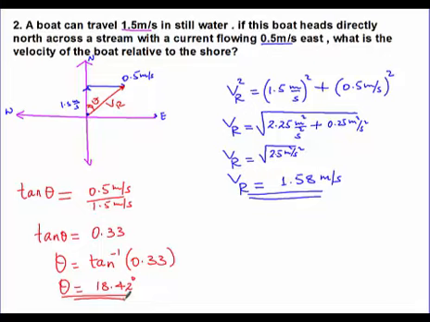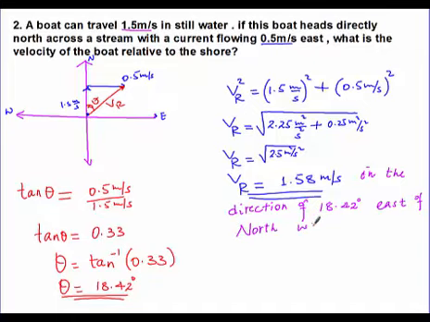Now I can write the final answer. The velocity of this boat with respect to a person on the shore of the water is 1.58 meter per second in the direction of 18.42 degrees east of north with respect to the earth. So this is a complete answer for the velocity of the object.